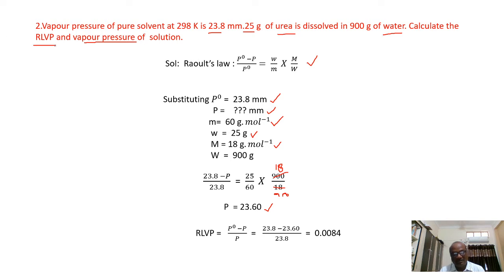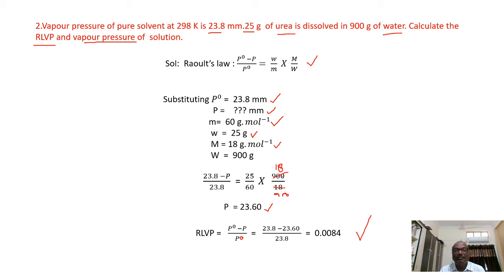What is another thing asked to calculate? RLVP. So RLVP means relative lowering of vapor pressure. What is the equation? P naught minus P by P naught. P naught minus P divided by P naught you have to calculate. So it is equal to 23.8 minus 23.60 divided by 23.8. It will be 0.0084. This is RLVP. There will be no units for RLVP.